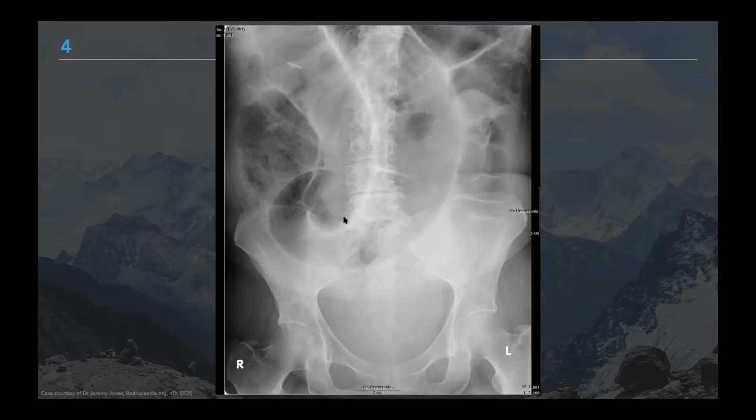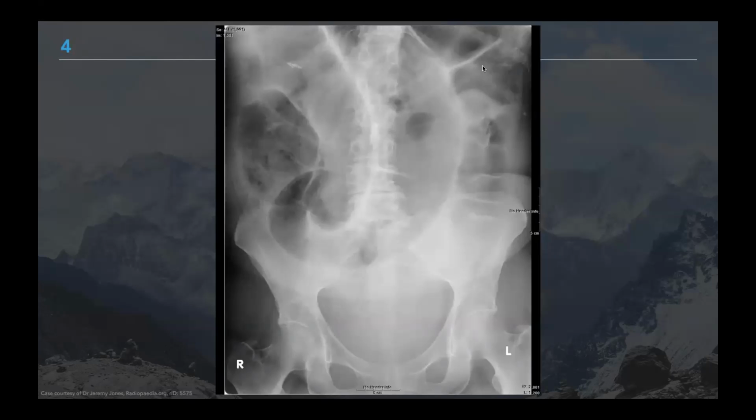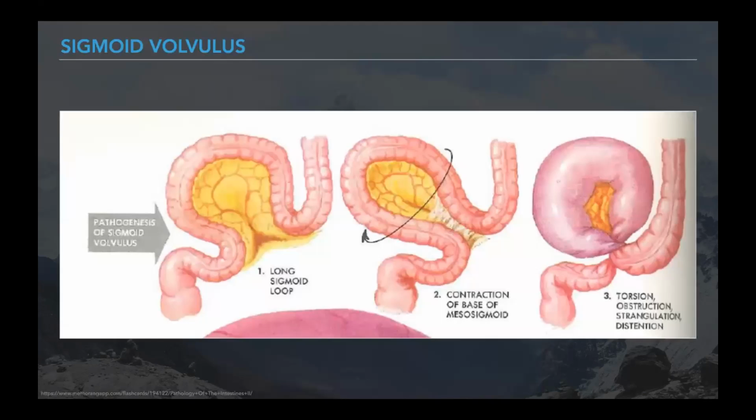So think about where the obstruction is here. The sigmoid has twisted on itself and you get this massive dilated segment, but the point of obstruction is in the distal sigmoid colon. So all of the descending, transverse and ascending colon are going to dilate. So you also get these other dilated loops of bowel. So that is a sigmoid volvulus.